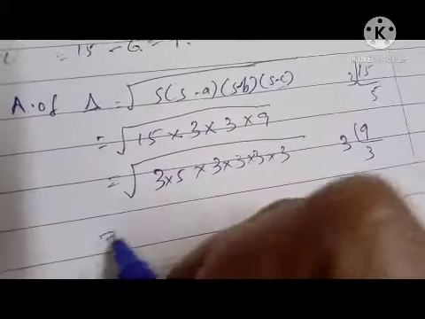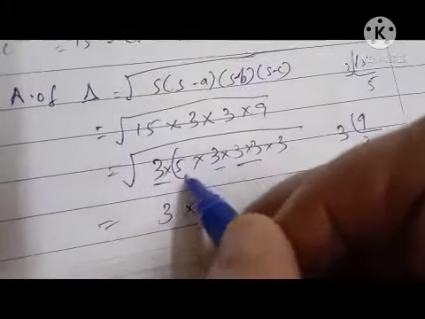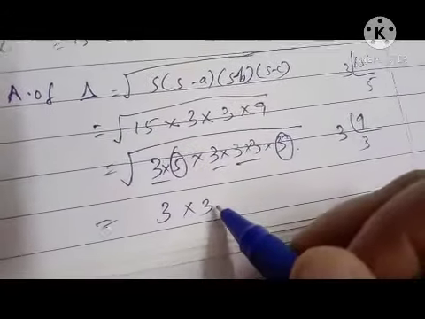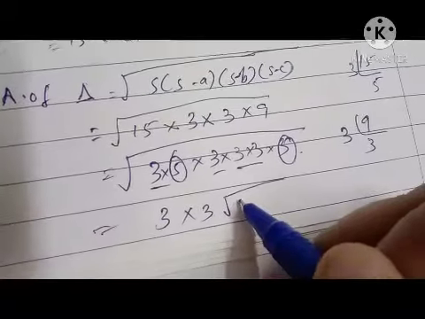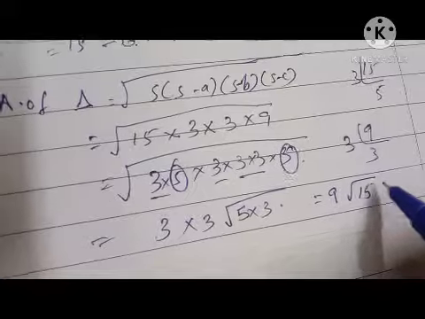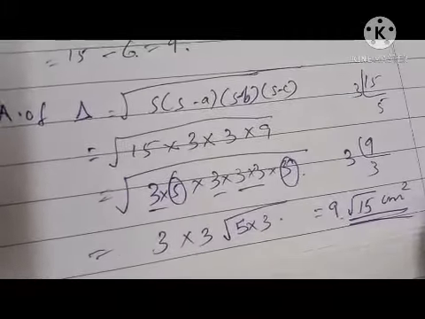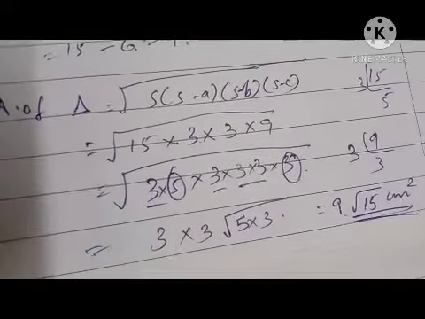Put the square root symbol. Then make the pairs and take the number outside. Then these 5 and 3 have no pair, so we should write them inside the square root symbol. That is 9 root 15 centimeter square. 9 root 15 centimeter square is the area of the triangle.